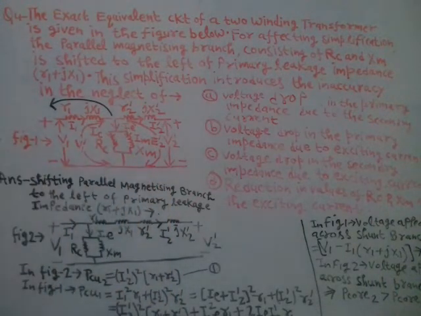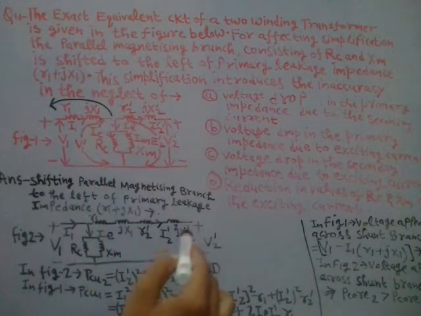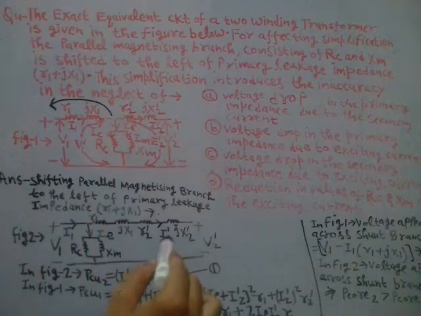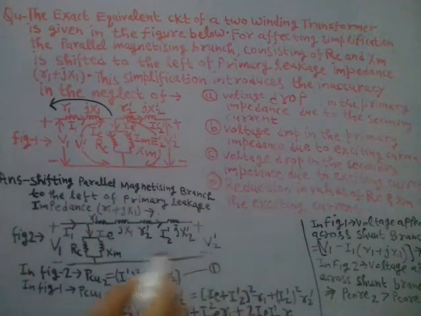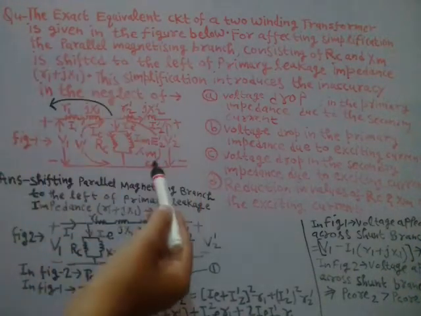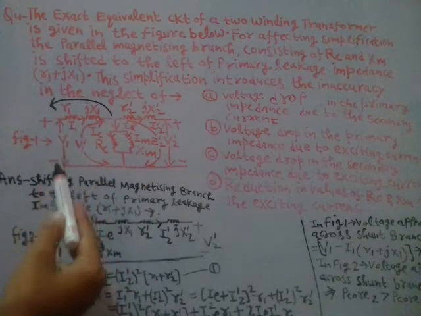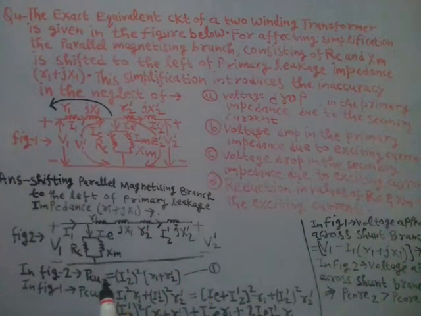IE is basically the exciting current. Now the remaining part you draw as it is, that means R2 dash is same as R2 dash, JX2 dash is same as JX2 dash, I2 dash is same as I2 dash, V2 dash is same as V2 dash. So simply by shifting this parallel shunt branch to the left of primary leakage impedance R1 plus JX1, the circuit will look like this. Now let us analyze.